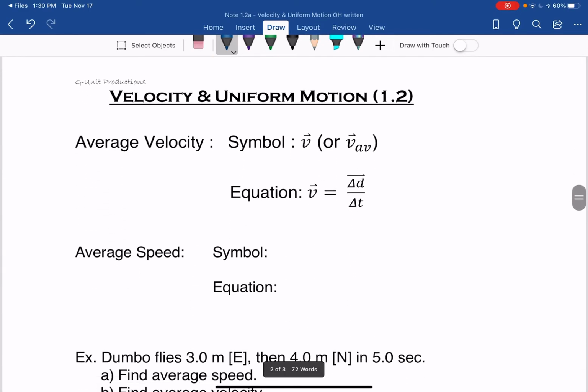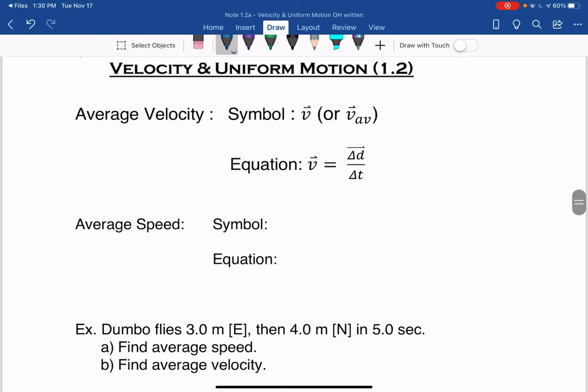Let's go ahead and get into velocity and uniform motion. A couple quick things here. We talked about vectors and scalars. Just as a reminder, these symbols that have the arrows on top, the harpoon, as it's sometimes called, this one here is a vector. For average speed, we'll get to that one in a sec, but that one's going to be our scalar. So this one down here is our scalar, and we'll get to that one in a sec.